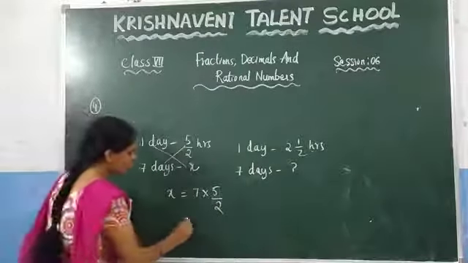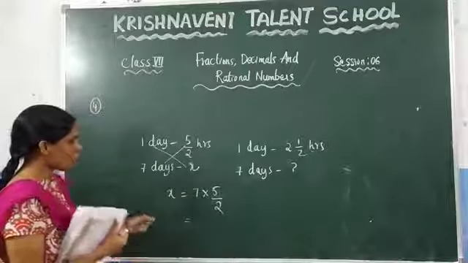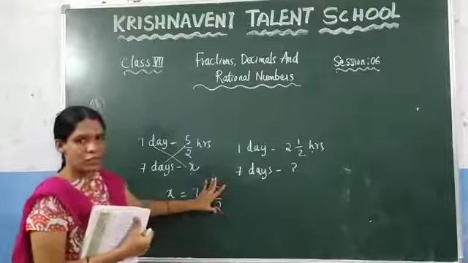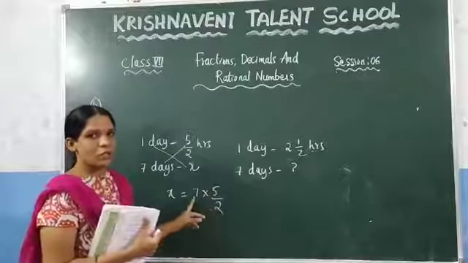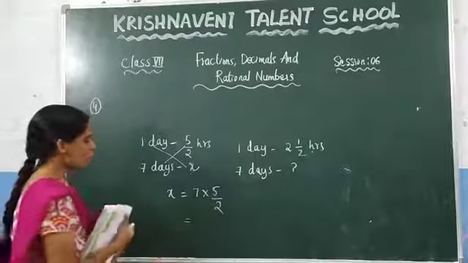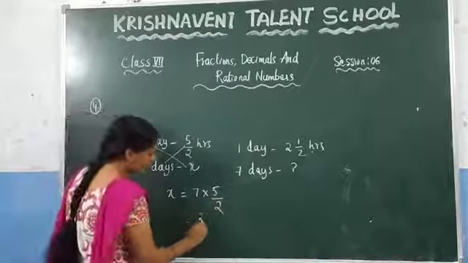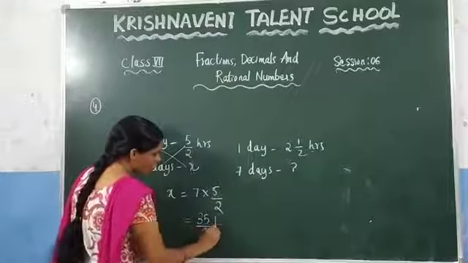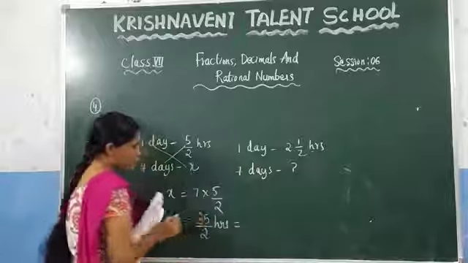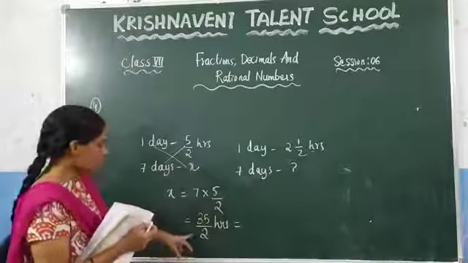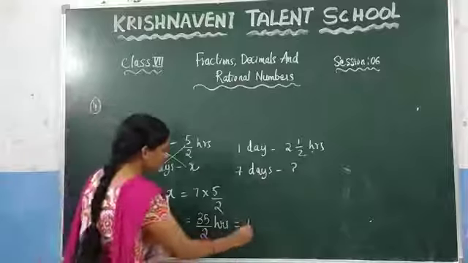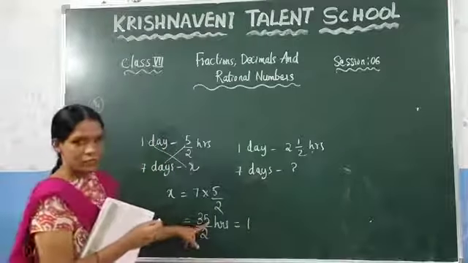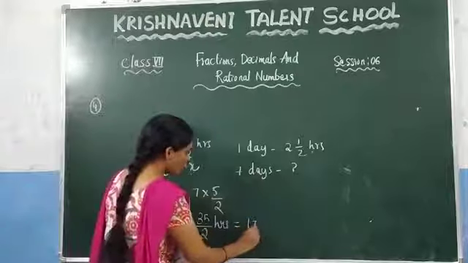Now calculate this one. We already discussed how to multiply a whole number and a fraction. If you want to multiply a whole number and a fraction, you just need to multiply the numerators. So what you get here, 7 fives are 35 by 2. Now convert this into a mixed fraction. How much will you get? You need to divide 35 by 2. How much will you get here? 2 ones are 2. Here 1 will remain, which is 15. And 2 sevens are 14.